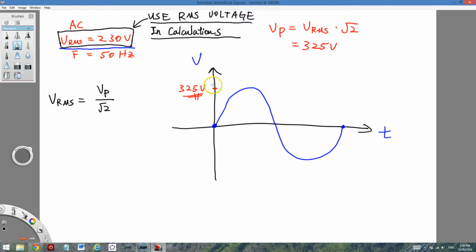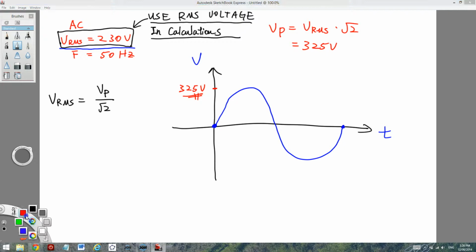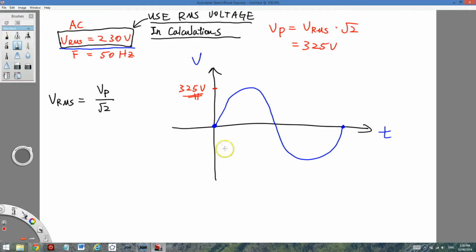Let's go back to the graph. Obviously, the minimum voltage would be minus 325 volts. And if someone asks me, the peak to peak voltage must be 650 volts, the distance between these two.